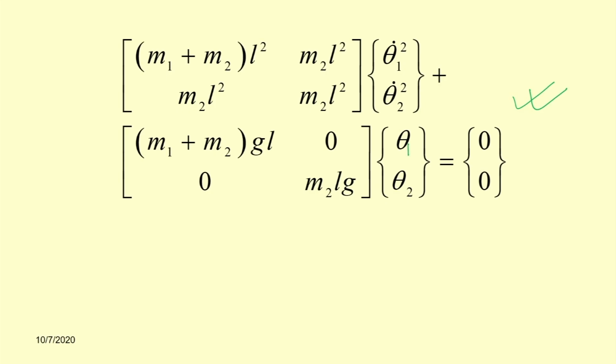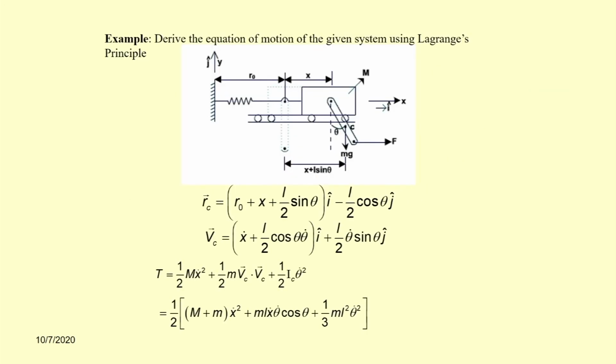So, this is theta 1. Sin theta 1 and sin theta 2 are small. If theta 1 and theta 2 are not small, then it will be replaced by the sin theta 1 and sin theta 2 terms. This way one can derive this equation of motion by using Lagrange principle.